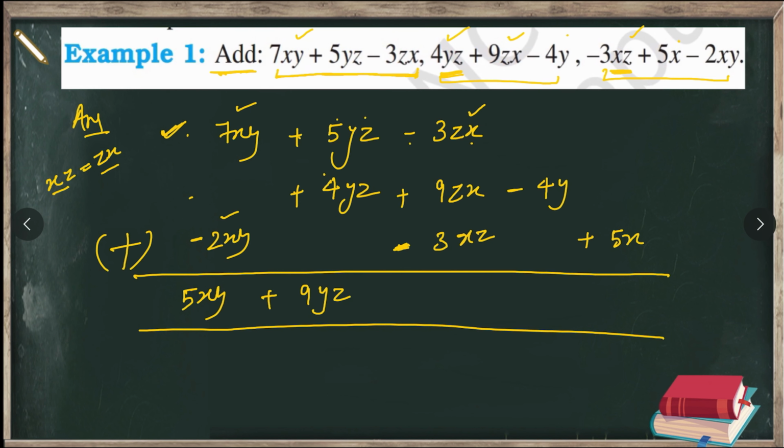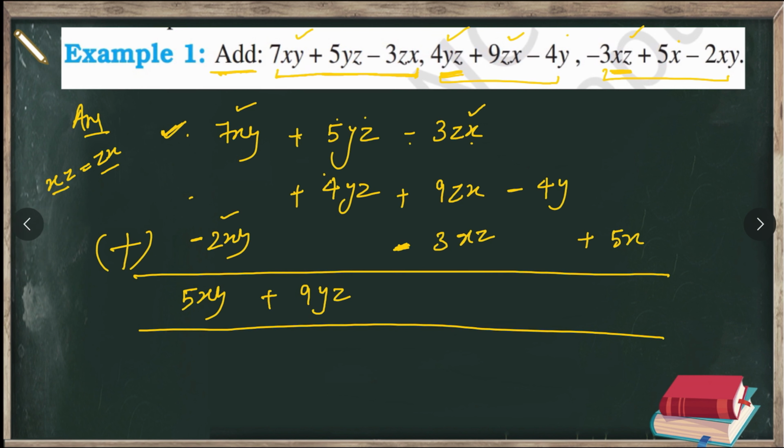Next we have minus 3zx plus 9zx minus 3xz. So we have minus 3 and minus 3 will become minus 6. Minus 6 plus 9 will give us plus 3. So the result of this one will be plus 3zx. Since we don't have any y term in the first and the third, we'll write this as it is, that is minus 4y, and we'll write this also as it is, that is plus 5x.